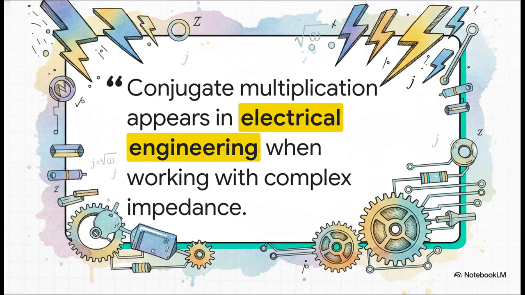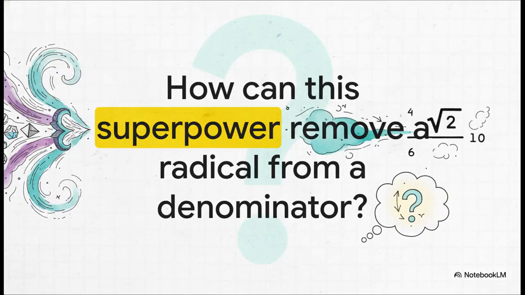In fields like electrical engineering, professionals use this exact same idea of conjugates to simplify really messy calculations involving something called complex impedance in AC circuits. The same trick we just used to make radicals disappear is a fundamental tool they use to make their work possible. And that brings us to a final thought.